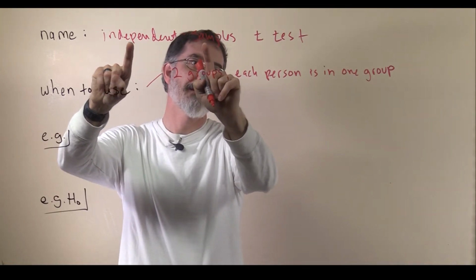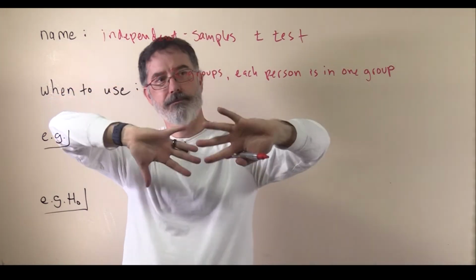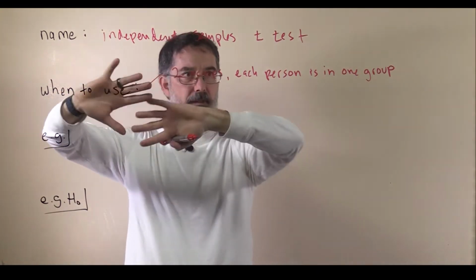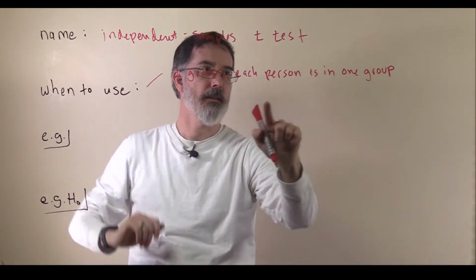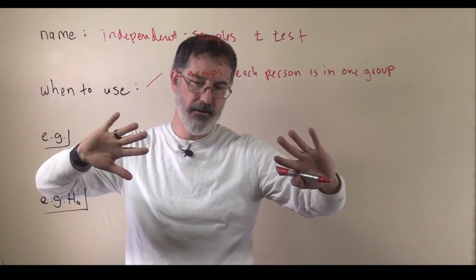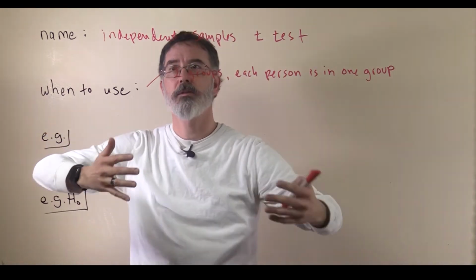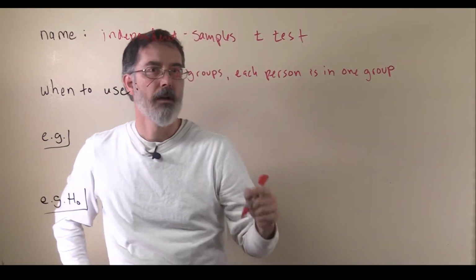They're independent in the sense that the people in those different groups aren't connected with each other in any way. They're independent of one another. So you could have a caffeine condition and a decaffeinated condition, and you have different people in those two different groups. So the people in those groups would be independent of one another.